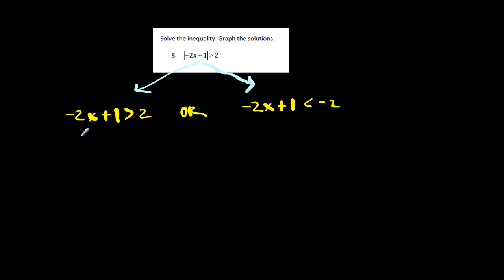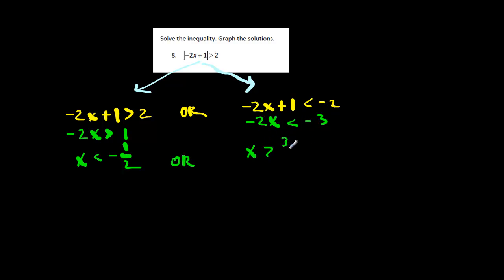So let's solve these individually. Negative 2x, I'm going to subtract 1 from both sides. Then I divide by a negative 2. When I divide by a negative, I flip the sign. So x is less than negative 1/2. Over here, negative 2x is less. I'm going to subtract 1, so negative 3. Then I divide by negative 2, so I flip the sign because I'm dividing by a negative, and I get 3/2.